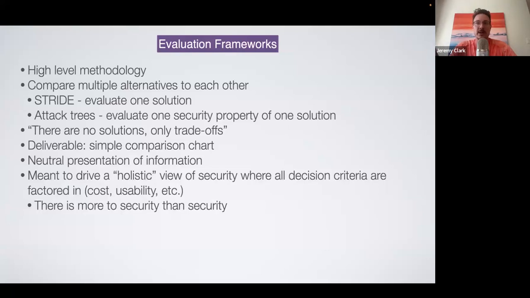These are the kinds of things that, even if you have a good security solution that's very strong on security, might prevent people from using it in the long run. So what you want to do in an evaluation framework is take into account anything that might factor into someone's decision about whether they want to use it or not.